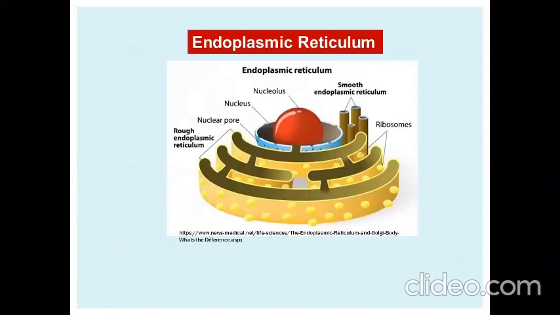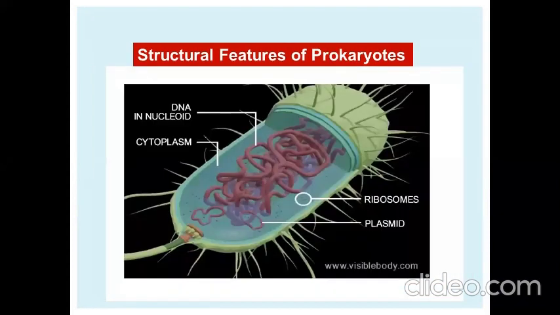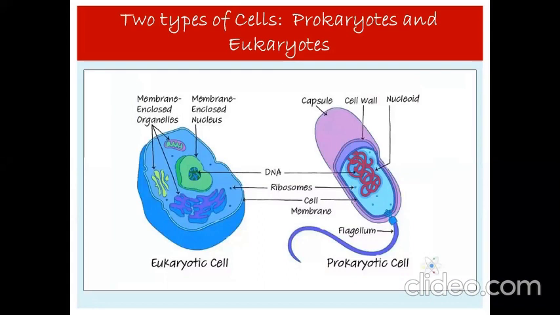So, in this session, we came to know the different structural organization of prokaryotes and eukaryotes both. What are the different important structural organelles of prokaryotes and eukaryotes both.